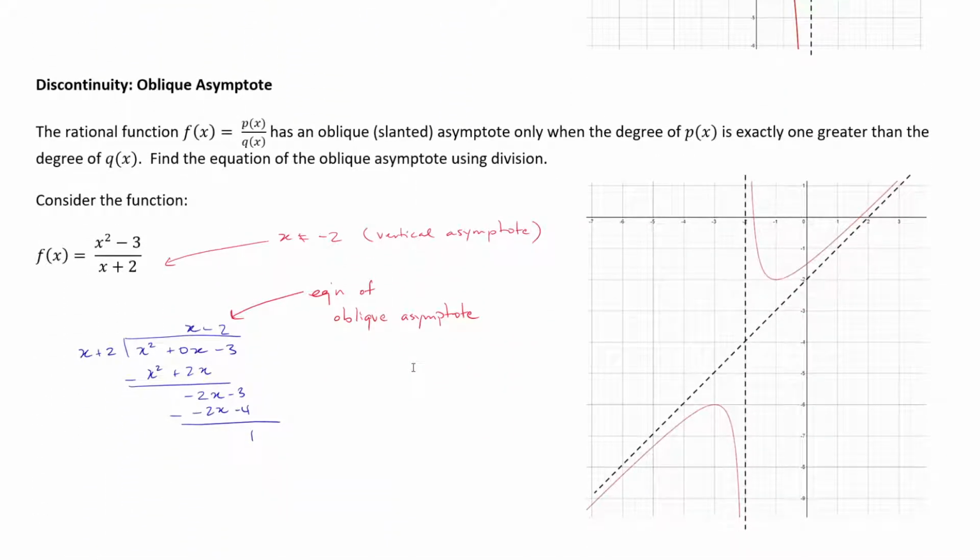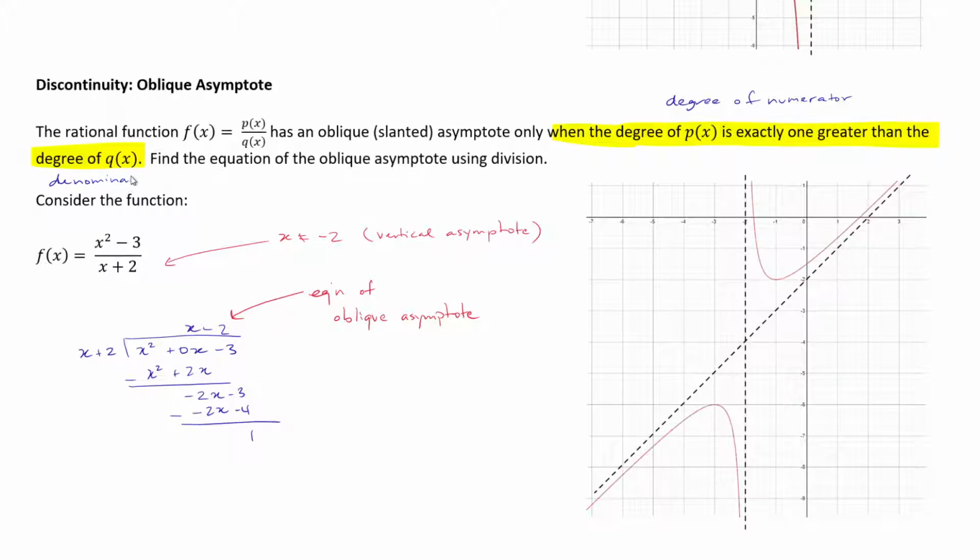The last discontinuity we're going to look at is an oblique asymptote or a slant asymptote. And this is what I would like you to highlight right here. The rational function has an oblique asymptote only when the degree of the numerator is exactly 1 greater than the degree of the denominator. So let's write that in. When the degree of the numerator is exactly 1 greater than the degree of the denominator.